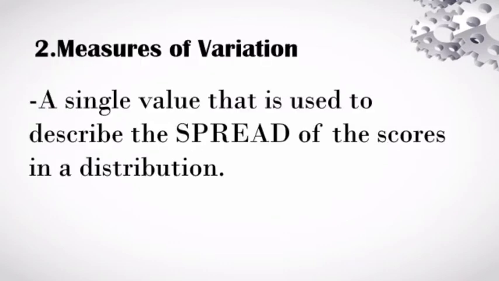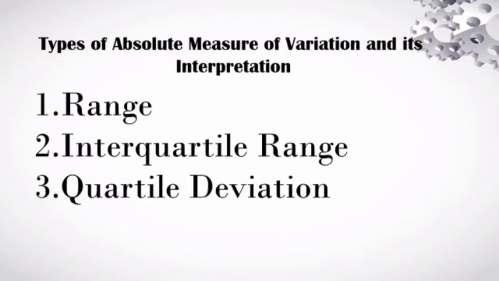Let's go to the measures of variation. This is a single value that is used to describe the spread of the scores in a distribution. There are three types of absolute measure of variation. First is the range, second is the interquartile range, and third is the quartile deviation.